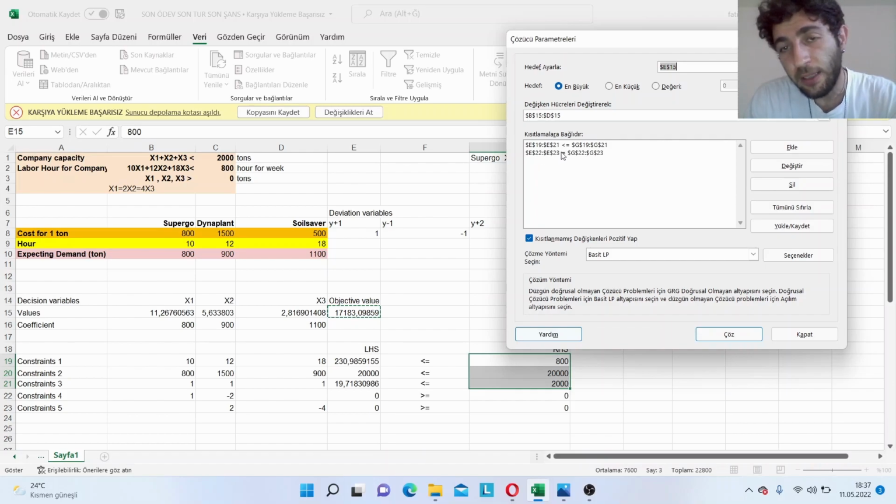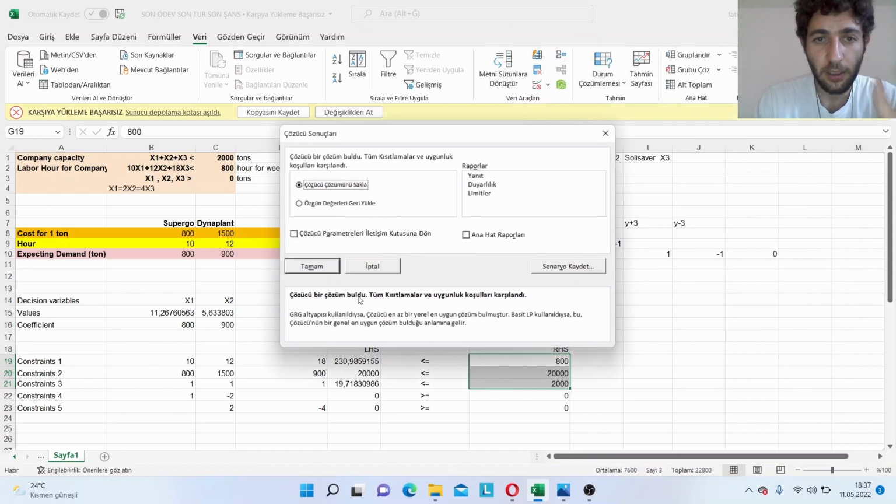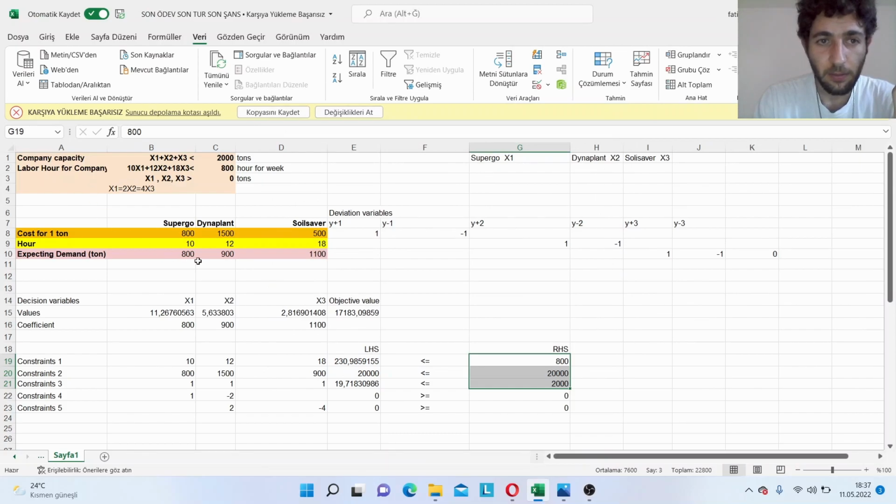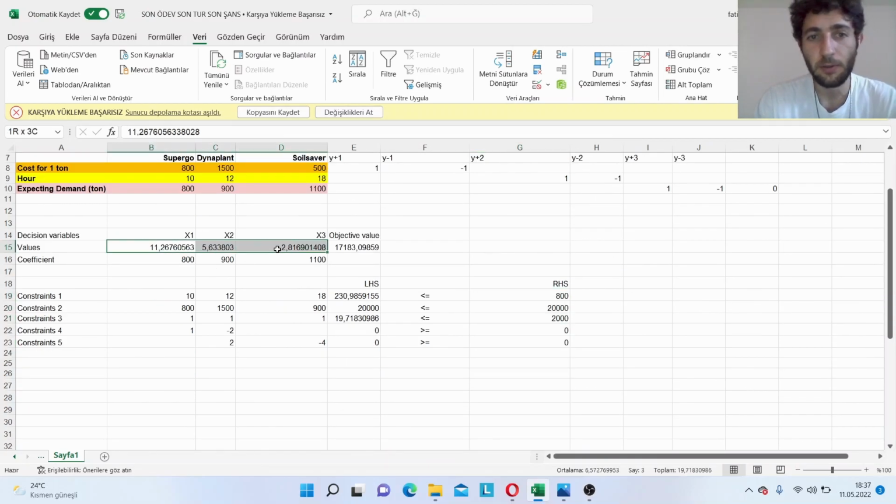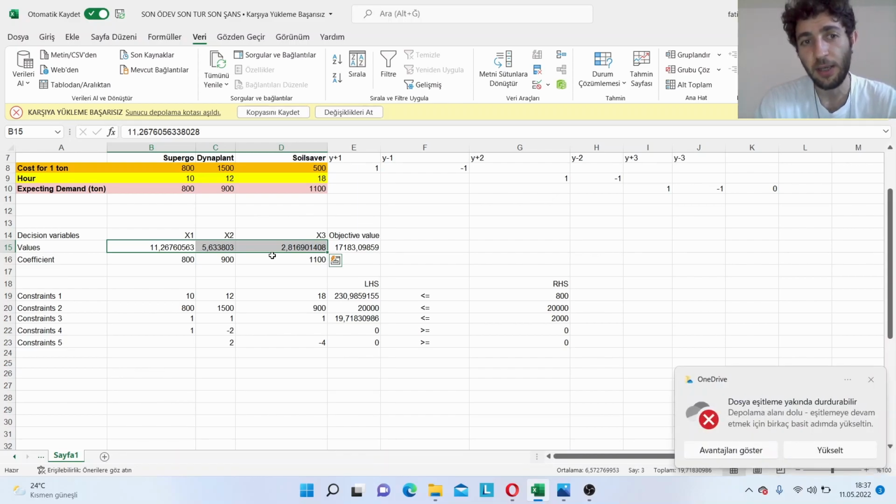E22 and E23 here must equal G22 and G23, and we need to click solve, and our values you see here. The best option, to maximize the profit, is when we produce X1 as 11 tons, X2 as 5 tons, and X3 as 2 tons. Thank you for listening.